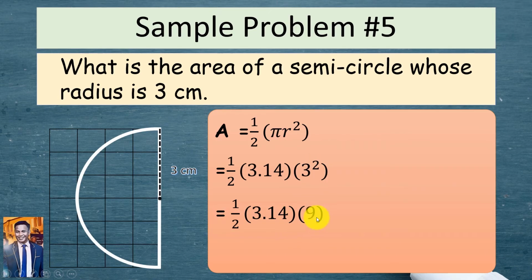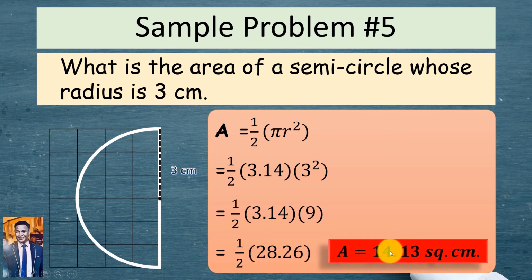Pwede muna natin ito. 9 times 3.14 or 3.14 times 9, that is equal to 28.26. Okay, 28.26 times 1/2 is equal to 14.13 or 14 and 13 hundredths square centimeters. So, dahil centimeters ito, gamitin natin square centimeters.